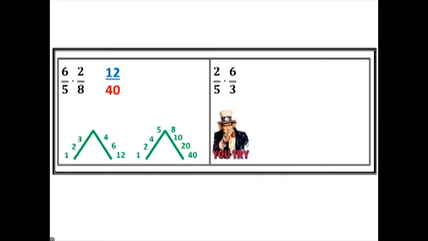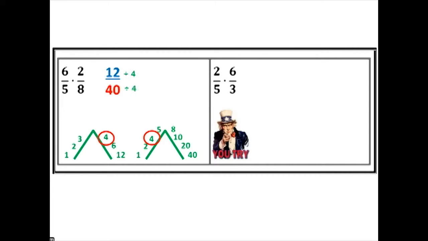Again, a calculator is a great tool for the single or double mountain method. Otherwise, you can use your divisibility rules. The biggest number in both of those lists is 4. So I'm going to divide top and bottom by 4. I end up with 3/10. On your own, give 2/5 times 6/3 a try.